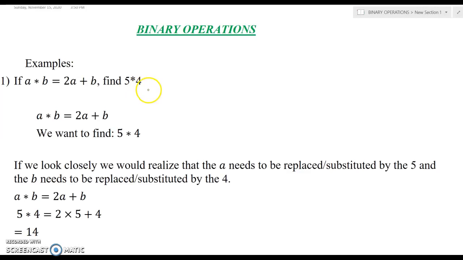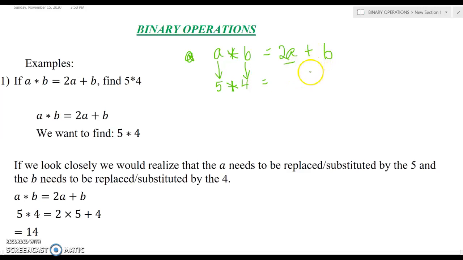Here in this example we have a star b, so I'm going to rewrite it here. a star b is equal to 2a plus b. And we want to find 5 star 4. Now if you look carefully, our a is being replaced by 5 and our b is being replaced by the 4. So wherever we see our a, we're going to substitute it with 5, and whenever we see our b, we're going to substitute it with 4.